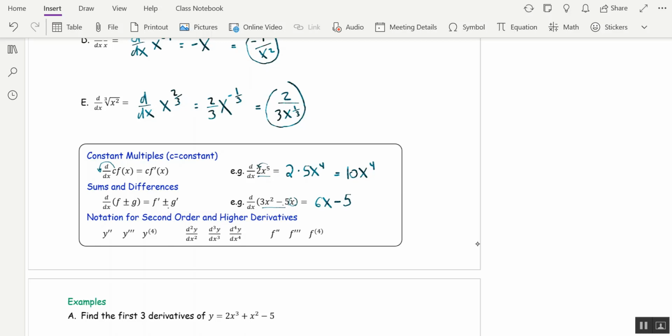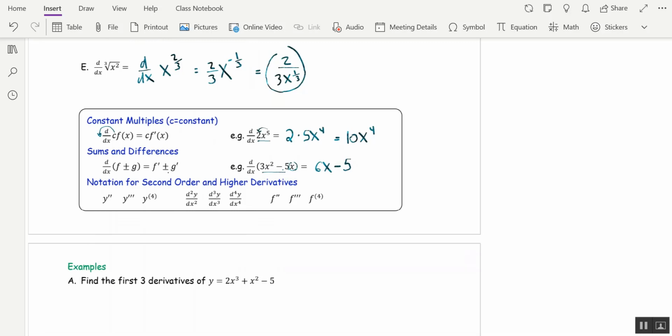All right, and here are the notations for higher order derivatives. You can keep doing primes till you get to 3, and then you use the number like 4, but you put parentheses around it to indicate it's not an exponent, it's a derivative. And these are Leibniz notation examples.